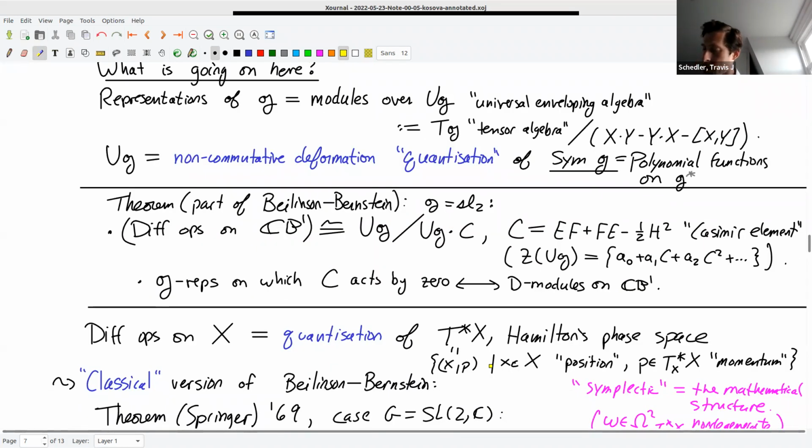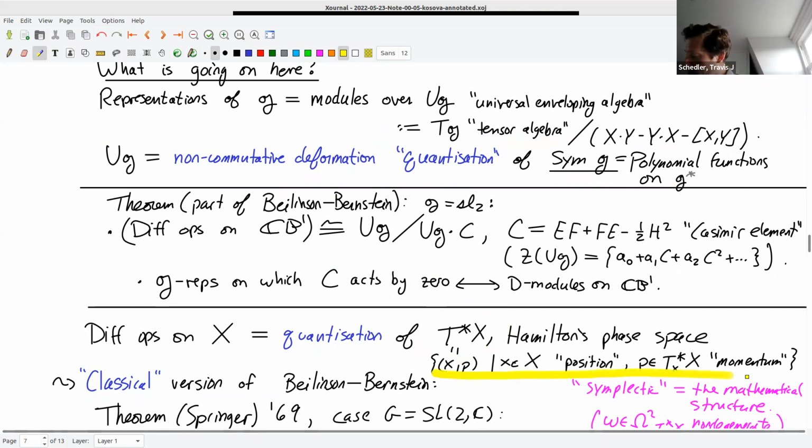Just on the basic level, we're going to think about two things. We're going to think about representations of Lie algebra as being a quantum mechanical version of polynomials in the Lie algebra, and differential operators on a space as being a quantum mechanical version of the phase space, T star X, so Hamilton's phase space.